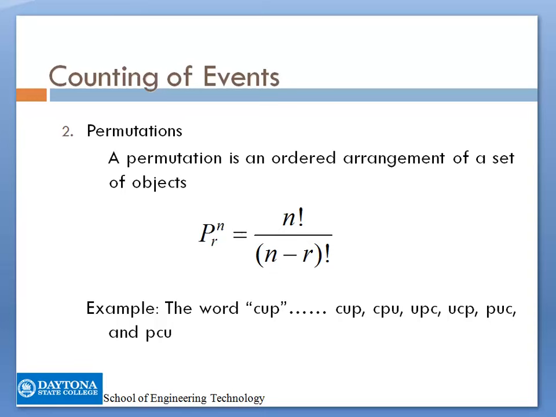To give an example, if you have the word CUP, because the permutation refers to the ordered way that you arrange those objects, you can have CUP, you have 3, right? Or you can have CPU, or UPC, UCP, PUC, and PCU. So you can permutate this 6 times.